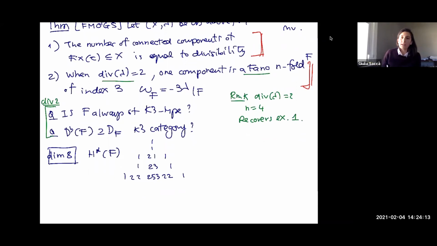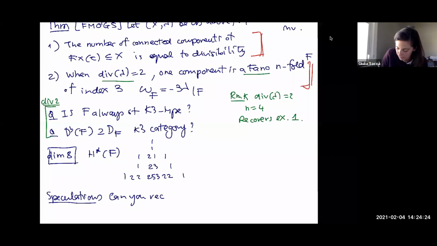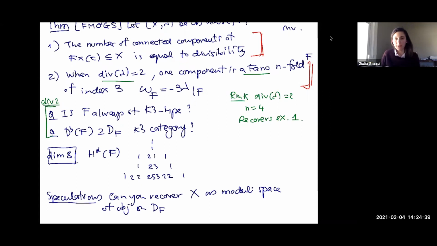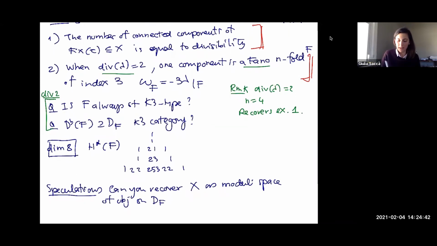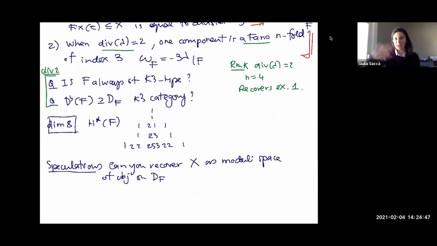Then the next directions and speculations are: can you recover X as a moduli space of objects on this K3 category? This is completely speculative because, for one thing, we need the derived category and we need Bridgeland stability conditions on it. But that's the direction where these things are going.